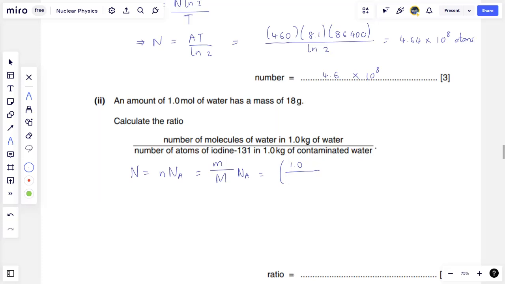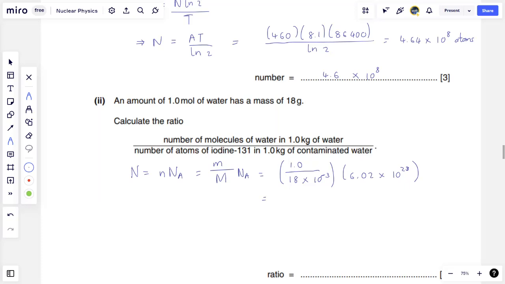The molar mass is given. 1 mole of water has a mass of 18 grams. So that's 18, but I don't want grams, I want kilograms, so that's 18 times 10 to the minus 3. And I have to multiply this by Avogadro's number, which is in my data sheet, 6.02 times 10 to the power 23 molecules for every mole.